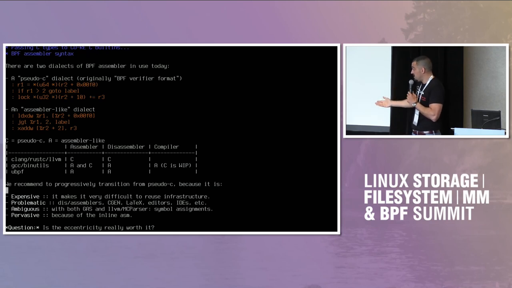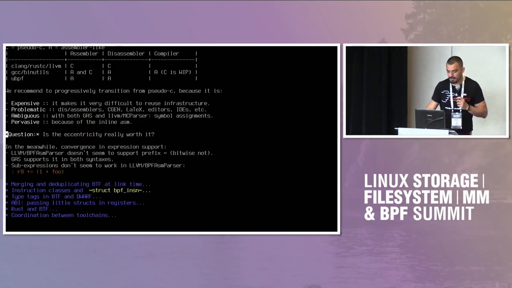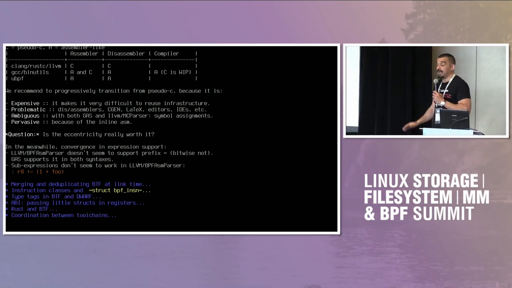And then the last point is that it is pervasive, because of inline assembly, whatever syntax you use, everyone has to support it. So it's not something where, in your toolchain you use that one, and in my toolchain I use that other one. No. So that's the question that we wanted to bring here. Is it really worth it? That's it. Again, this is not about personal liking of the dialect. Actually, I'm not going to tell you if I like it or not, because it's irrelevant.